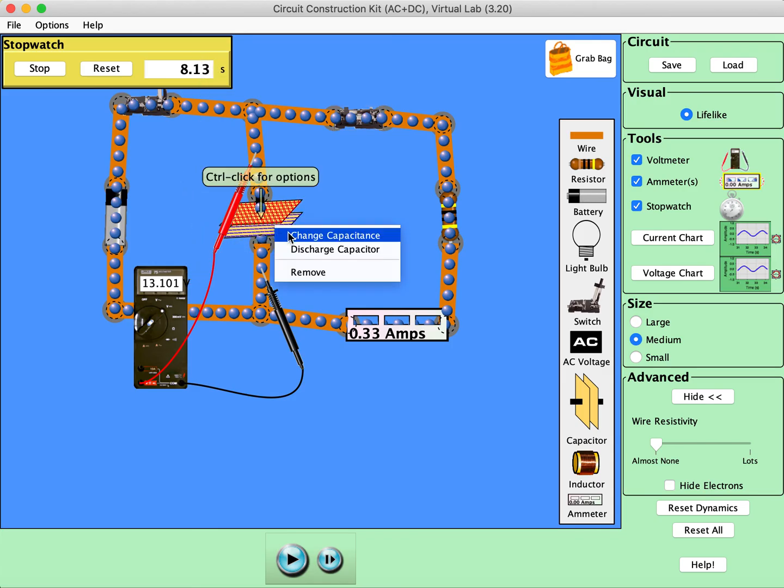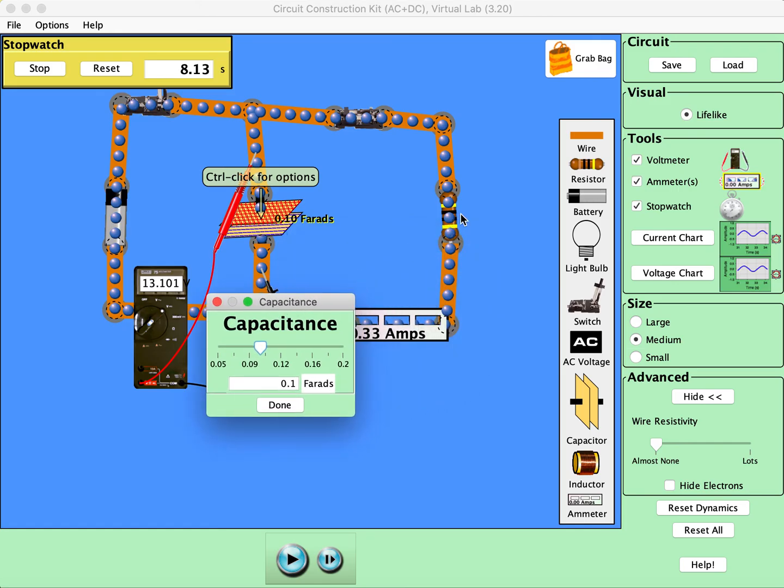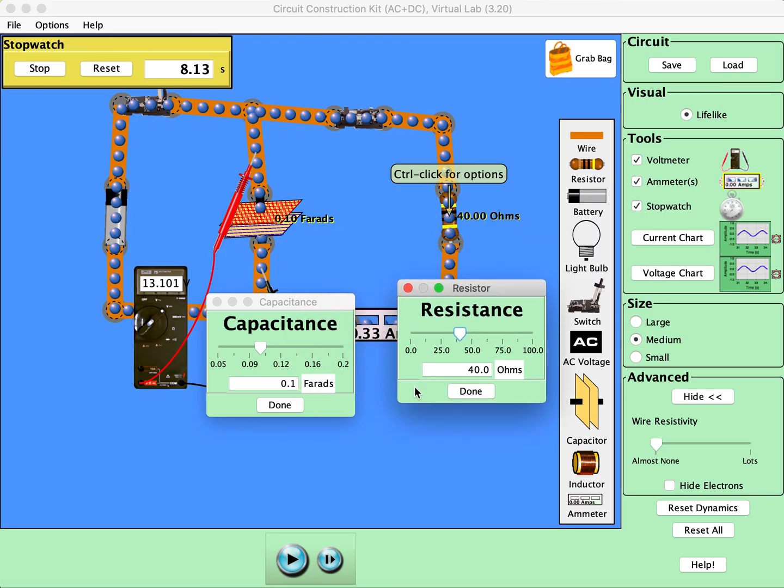In both of those cases, the time constant is the product of the capacitance and the resistance. In this case, 0.1 times 40 is 4, which is our time constant.